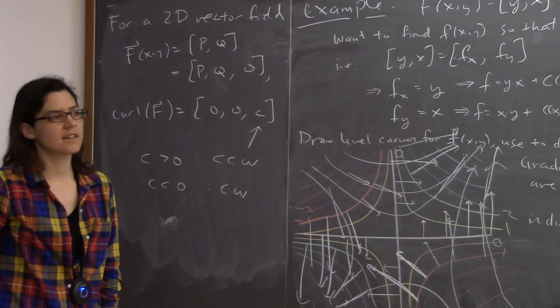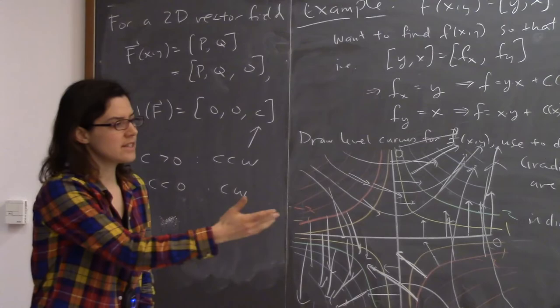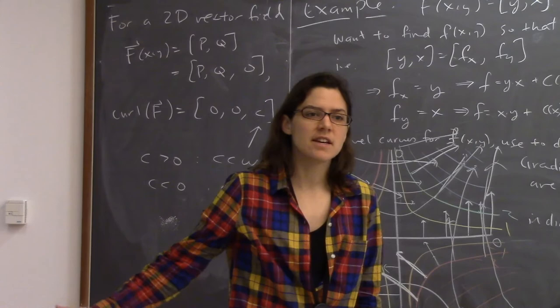For the last bit, I have written a more complicated vector field on the bottom of your sheet, and I'd like you to take the derivatives and just see what happens when things are more complicated, but you don't always get a constant. And then check with your neighbor.